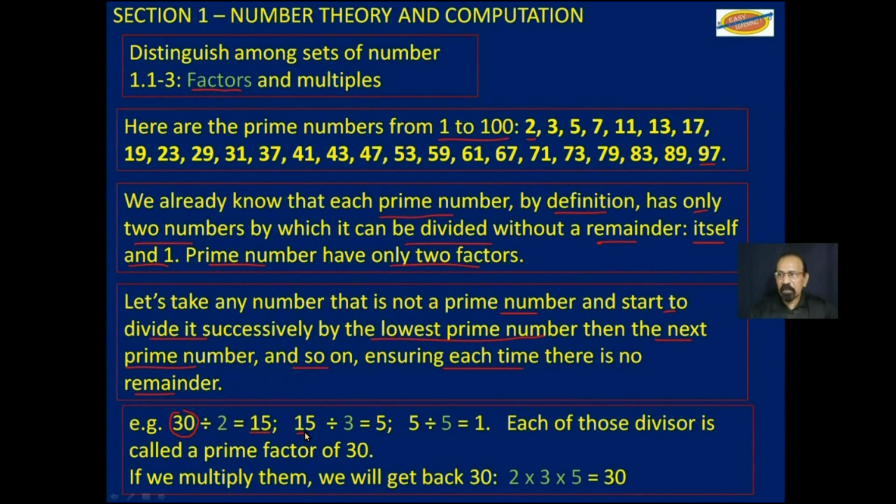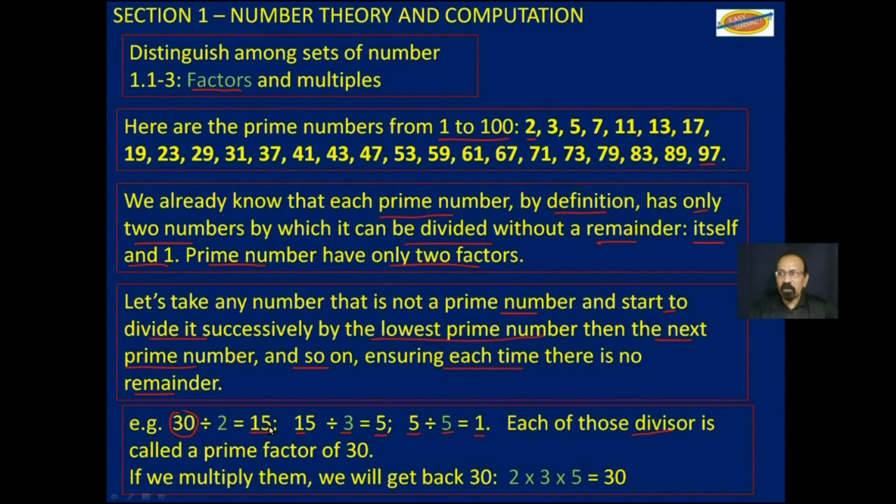You take 15 and you divide it by the next lowest prime number that can divide it without a remainder, which would be 3, you get 5. Then you take 5 and you divide it by the next lowest prime number that can divide it without a remainder, which is 5, and you get 1.